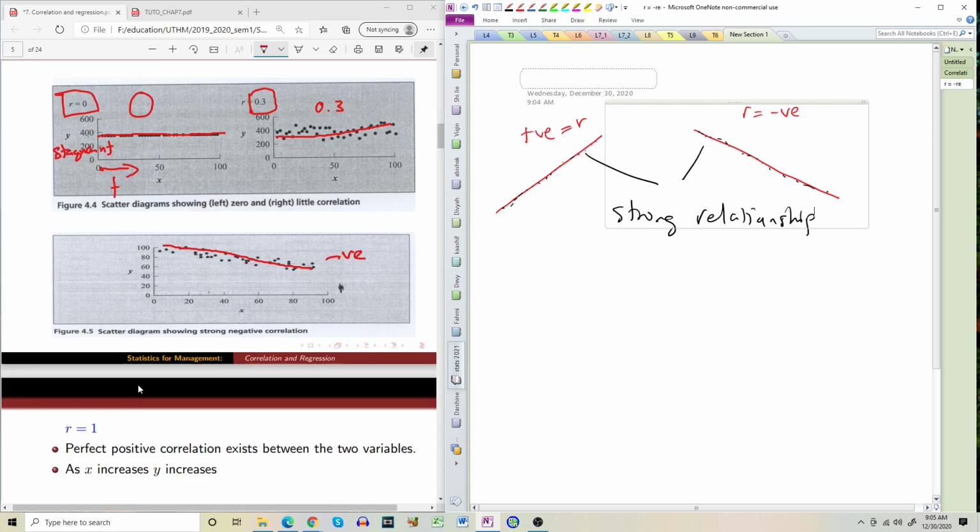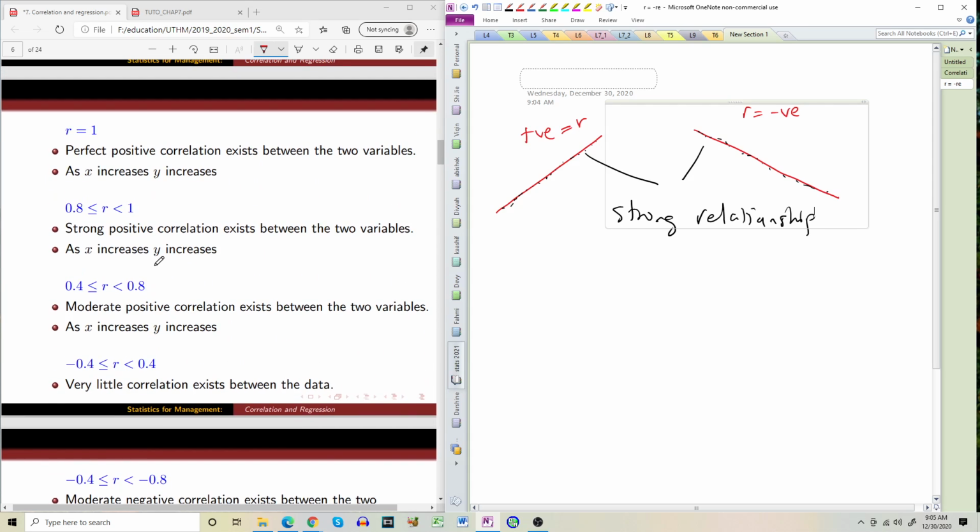If you go further in the slide, you can see here I have written the explanation. If R equals 1, it is called a perfect positive correlation between two variables. As x increases, y increases. So here, as the number of burgers increases, your weight also increases. That's how we have to explain in the question or in the assignment. Later I will explain in the assignment what to do. It is quite easy. You can do it faster and submit faster.